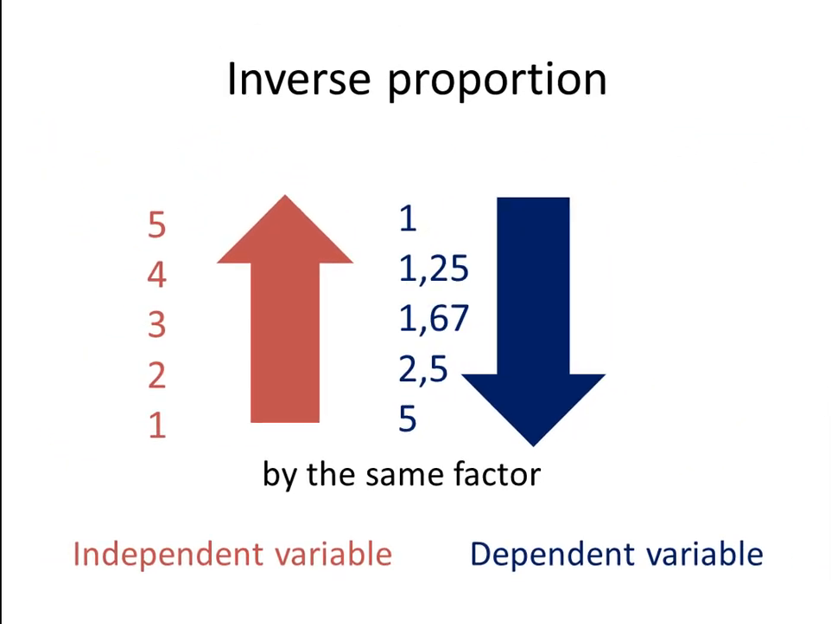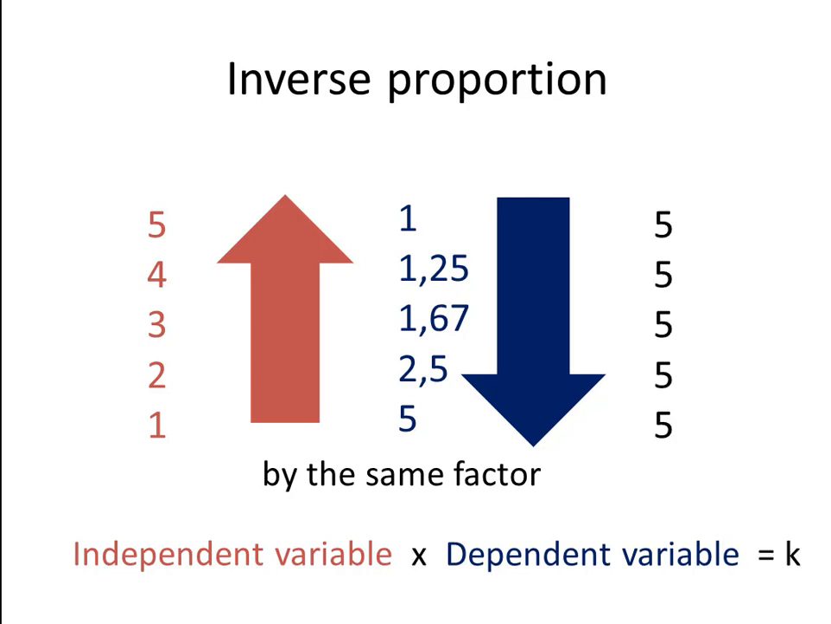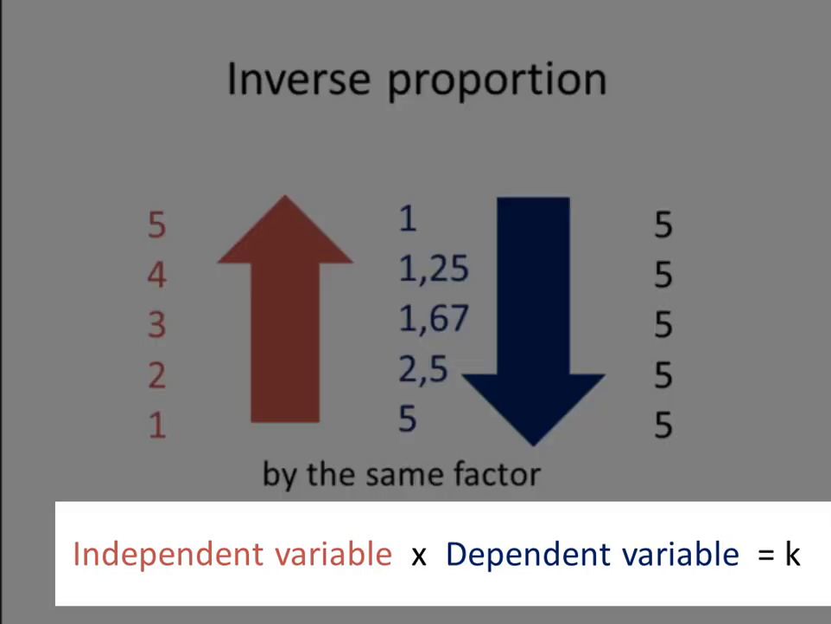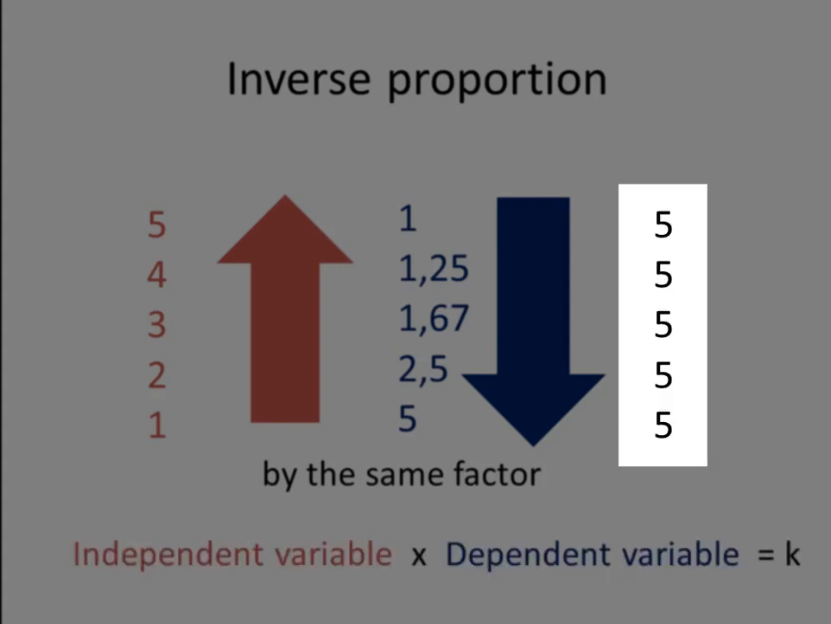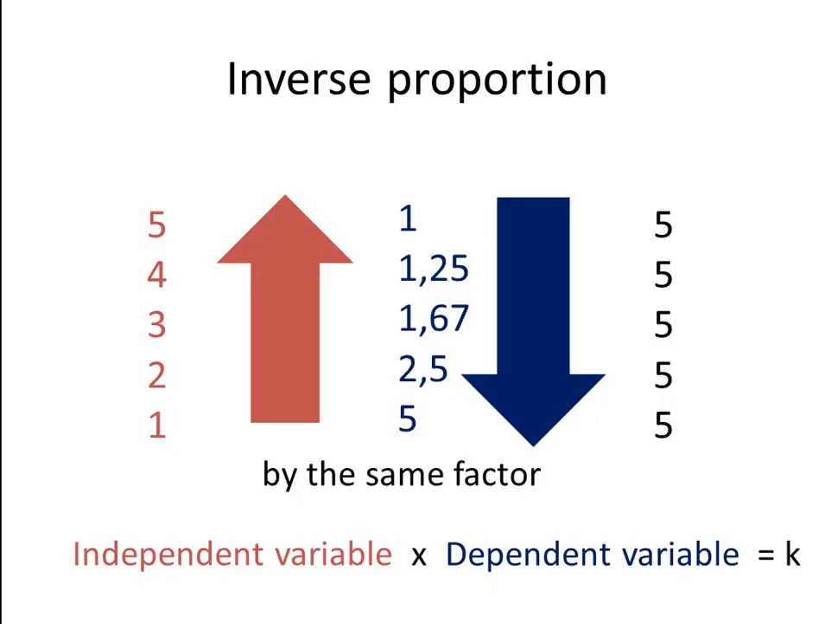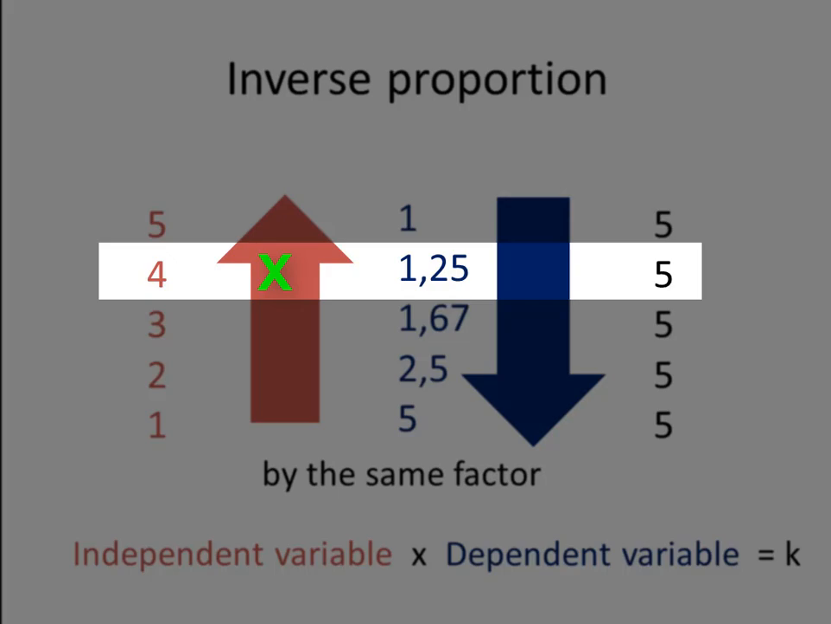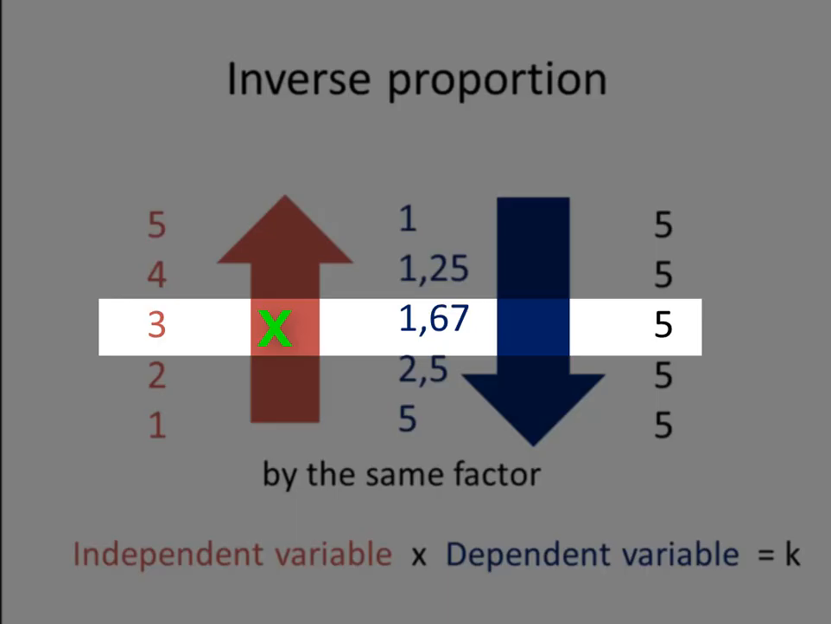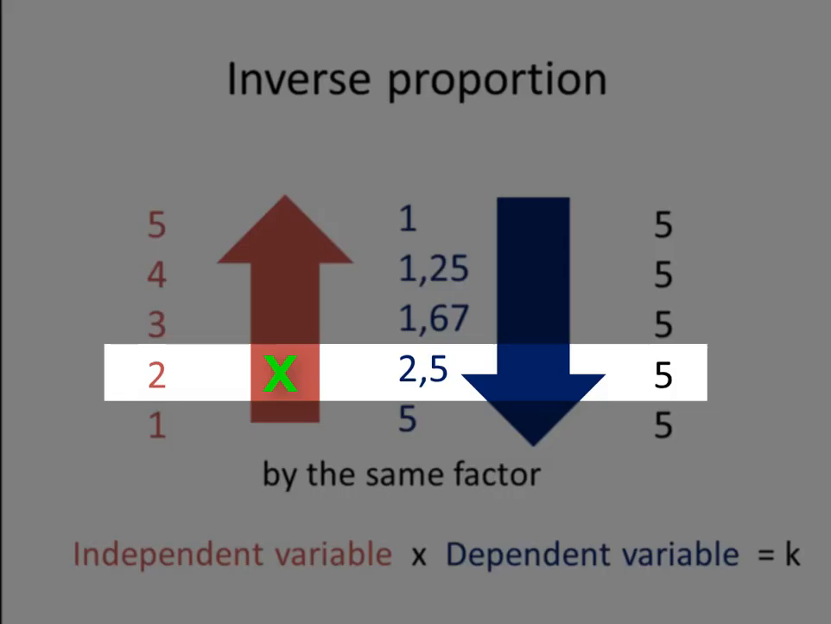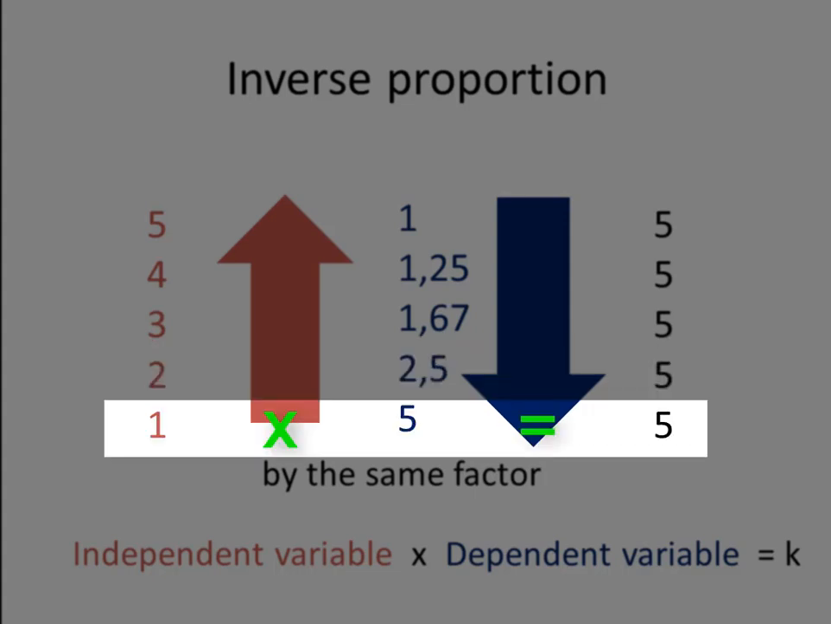Another way we can detect inverse proportion is that in inverse proportion, the independent variable multiplied by the dependent variable gives a constant. What that constant is differs between different sets of values. For this particular set of values, the constant happens to be 5. Let's check that. 5 times 1 equals 5. 4 times 1,25 equals 5. 3 times 1,67, it's actually 1,6 recurring, equals 5. 2 times 2,5 also equals 5. And obviously 1 times 5 equals 5.